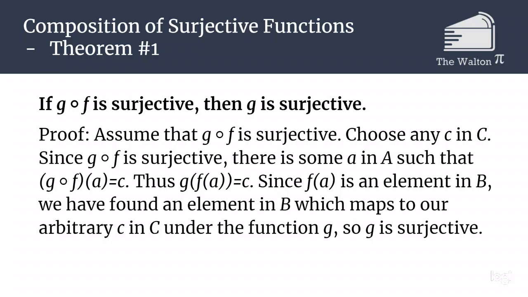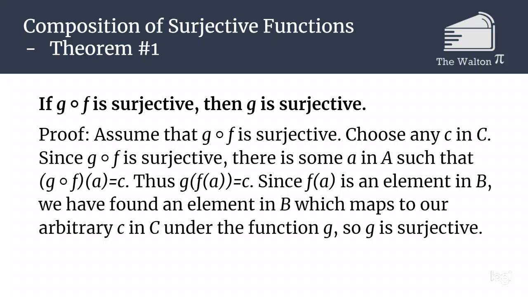So we would start by assuming that g of f is surjective, and then we choose any element in our codomain of g. So choose any little c in the set C. Since g of f is surjective, and g of f maps A to C, that tells us that there is some little a in the set A where g of f of a is equal to our arbitrary c. That tells us that g of f of a is equal to c.